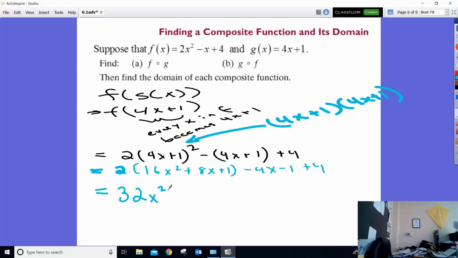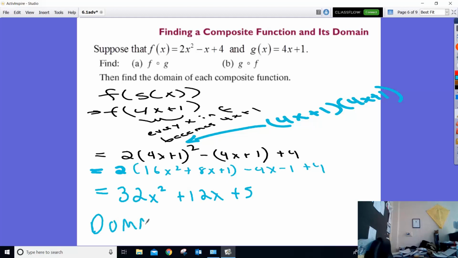If you double 8x, I think you get 16 of them, but what do you have to take away from that 16? 4 of them. 12x. Double that 1, you get 2, and then you have to take away 1, which takes you back to 1, and you have to add 4, which takes you to what? 5.